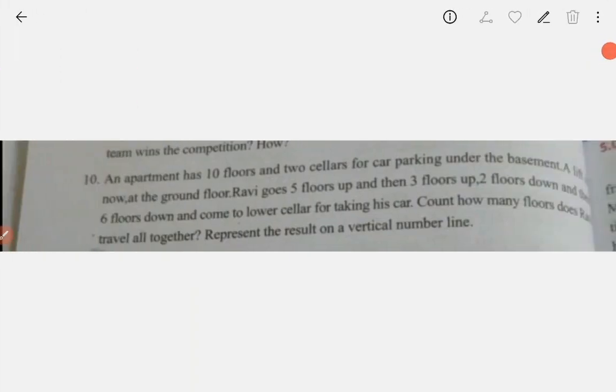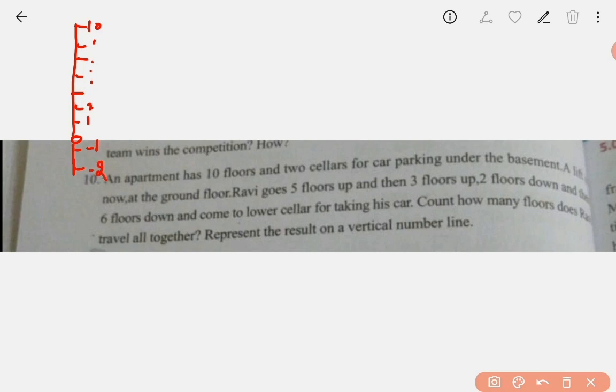So you have an apartment which has 10 floors. I will take this as ground floor 0, and then 10 floors are there. At the top is your 10th floor, and there are 2 cellars for car parking. So below the ground level, in the basement, you have 2 cellars, that is -1 level and -2 level you can take.